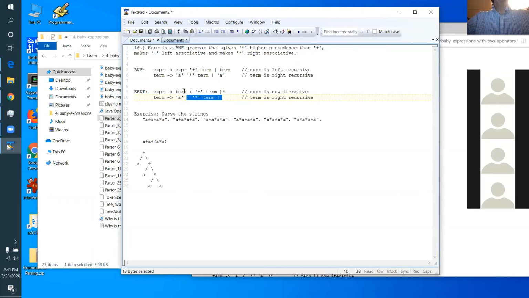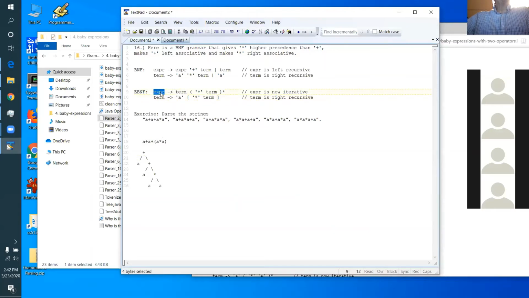Notice I've eliminated the recursion. Notice the expression is no longer recursive, because remember when we talked about left associative, in the other example left associative ended up becoming iterative, not recursive. So expression now has been unrecursed. It's just iteration. And term is right recursive.